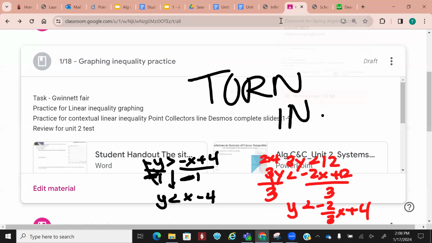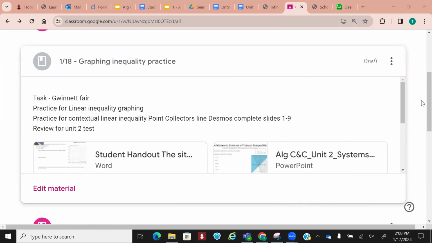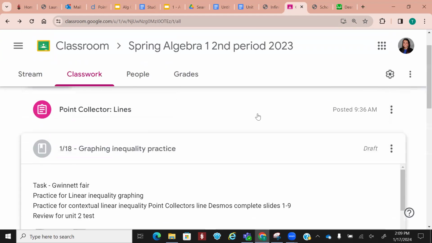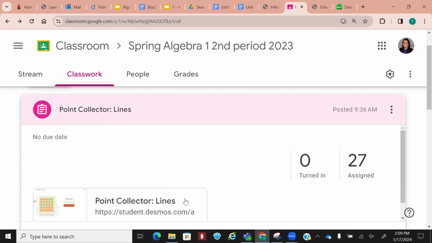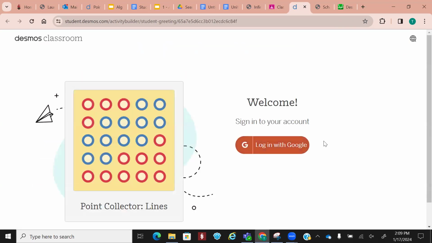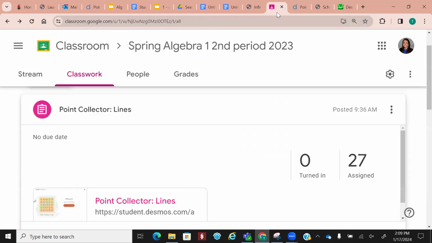Okay, so there's that. Now the next thing, you're going to go to Desmos. On your timeline, it should be right here. If it's not, let me know. But go ahead and go onto that timeline. You can click on here and you're going to complete slides 1 through 10. So you're going to log in with your Google and you're going to complete slides 1 through 10.